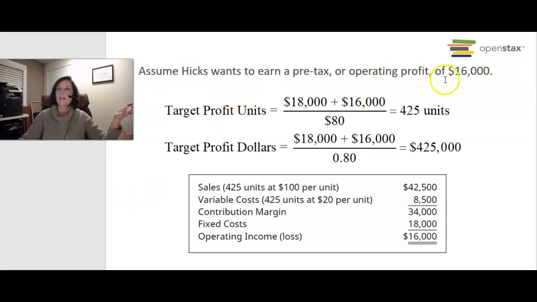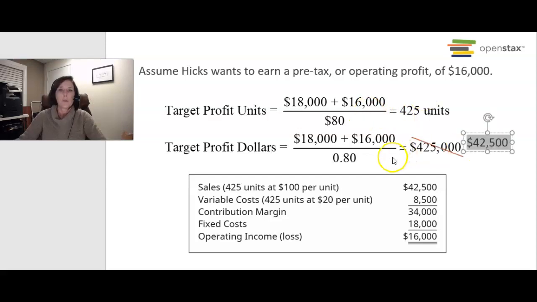So we've got Hicks here, and they want to earn 16,000. What do they need to sell, in terms of number of units? And so we've got our fixed costs plus the targeted profits. Now, these are not sales dollars. This is what they want to be able to put in their pockets after costs have been achieved. They divide that by the $80 per unit contribution margin, and that tells them that they've got to sell 425 units in order to achieve 16,000 in your pocket profits.